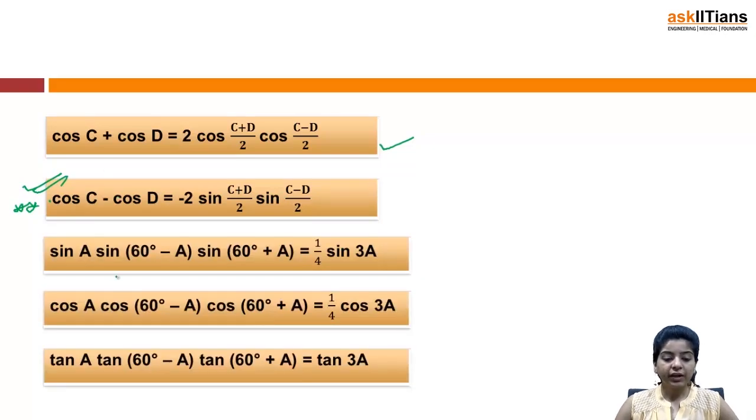Next what we have is sin a sin(60 minus a) sin(60 plus a) is 1 by 4 sin 3a. Then cos a cos(60 minus a) cos(60 plus a) is 1 by 4 cos 3a. Tan a tan(60 minus a) tan(60 plus a) is tan 3a. These formulae are also important.